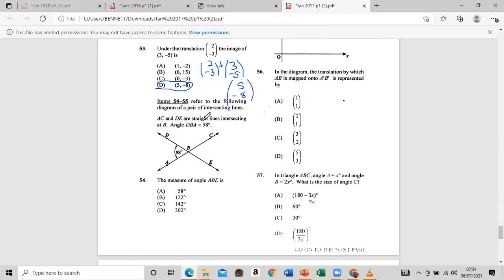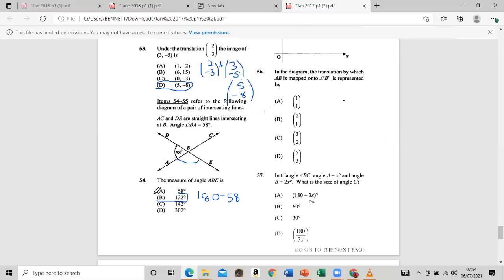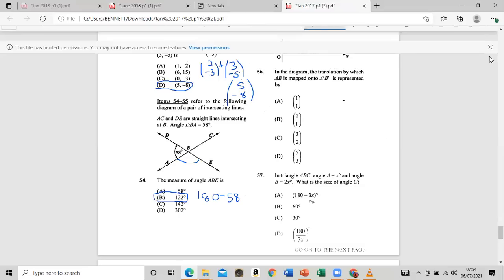All right, AC and DE are straight lines intersecting at D, angle DBA equals 58. The angle measure of, let me see, ABE is, so it's this angle, this plus this must be 180, so it is 180 minus 58. So that gives you what? 122, and I have to check. The other answers now come close.